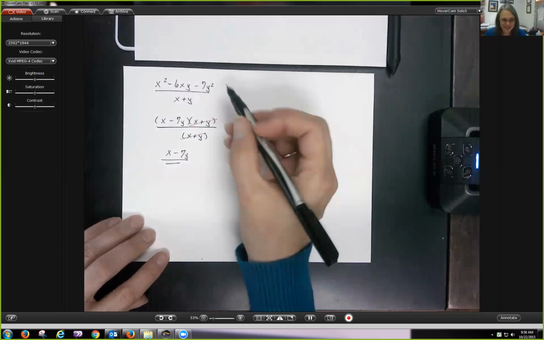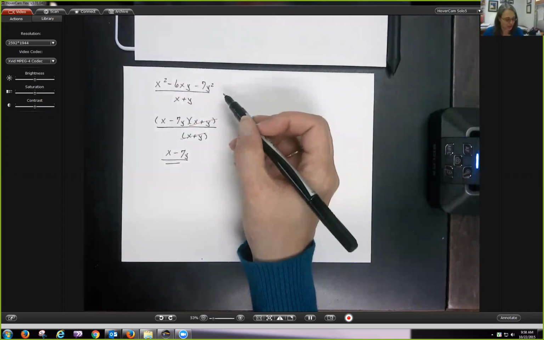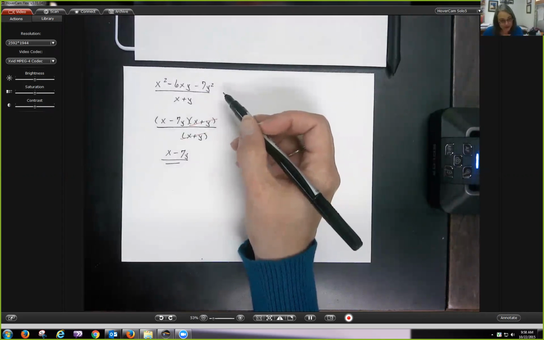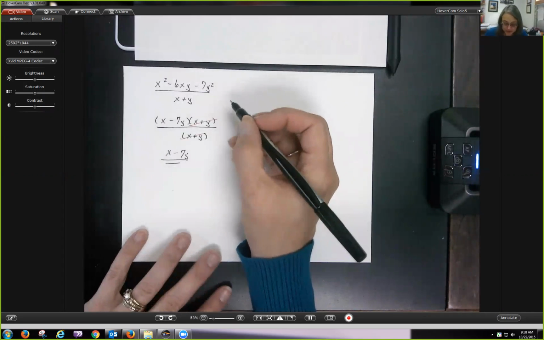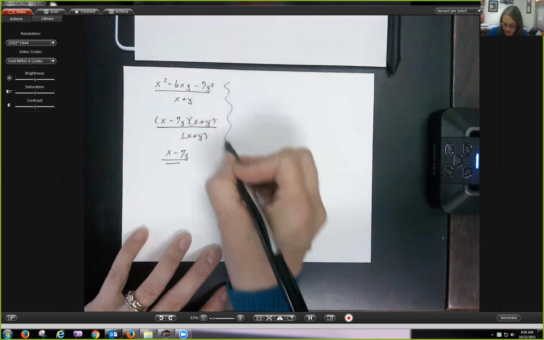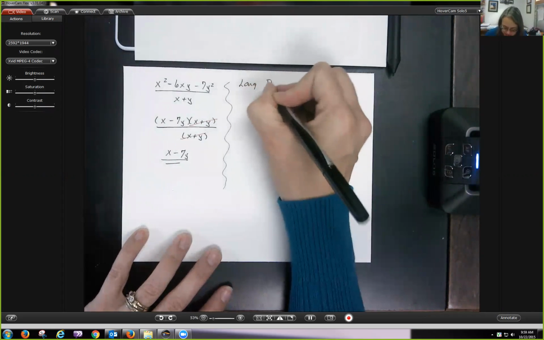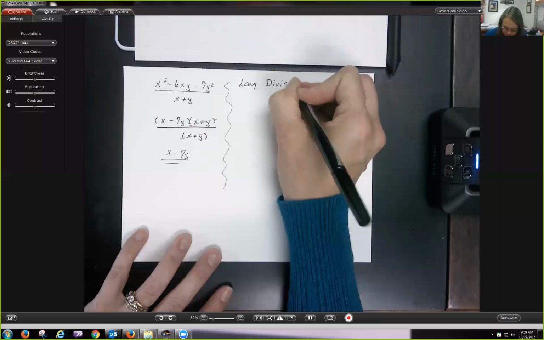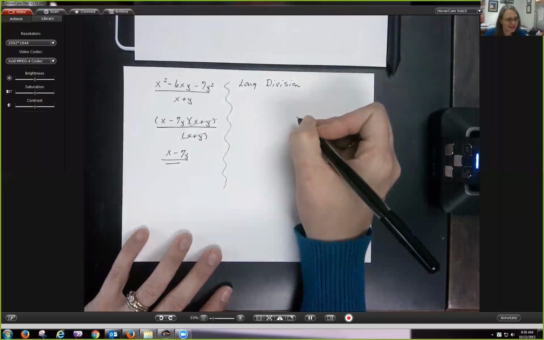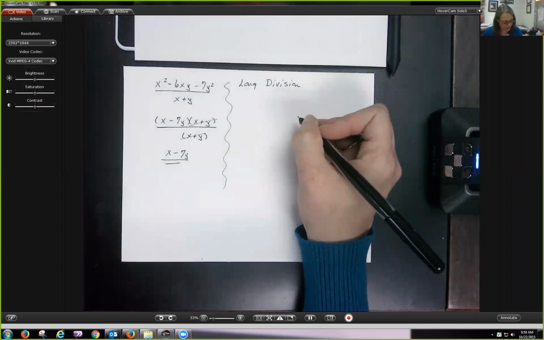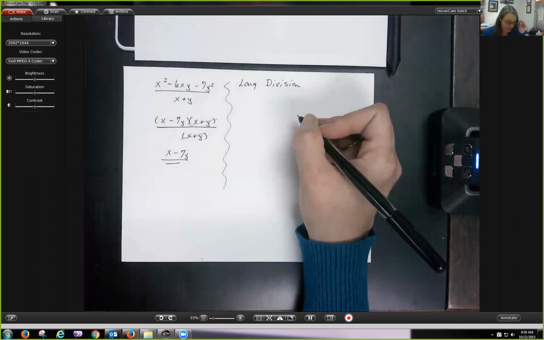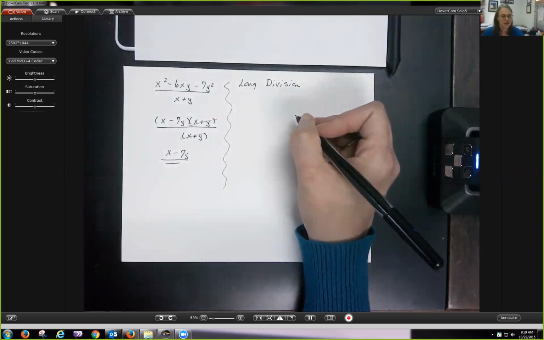But remember, we don't know how to factor every single polynomial we're going to run into. So we're going to use a couple of different tools. One tool that we're going to use is long division. Now, hopefully you remember how to do long division with numbers, but I'm going to show you how to do it with polynomials. So if you don't remember how to do long division with numbers, look on page 345 in your text, and there's a nice review there.